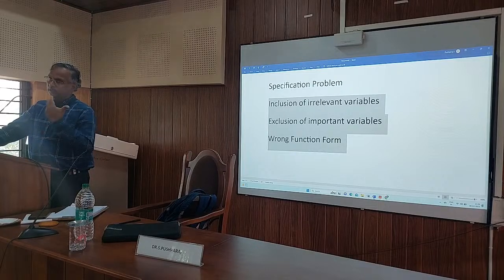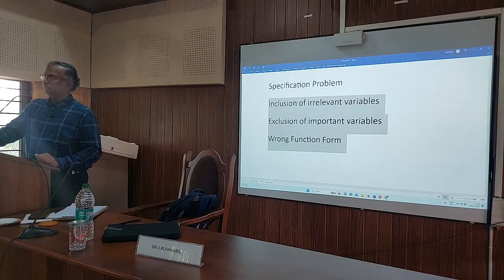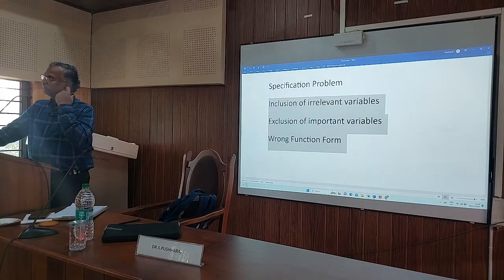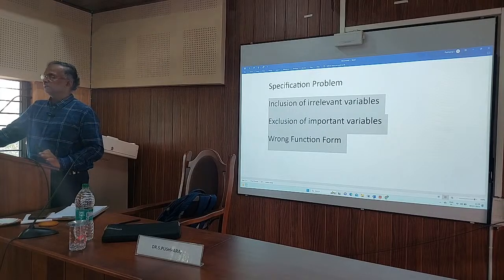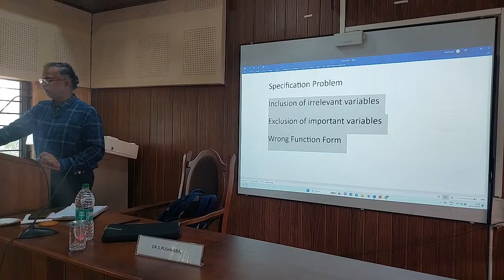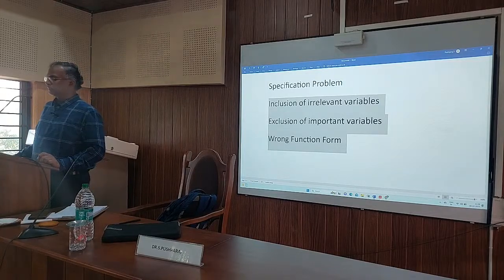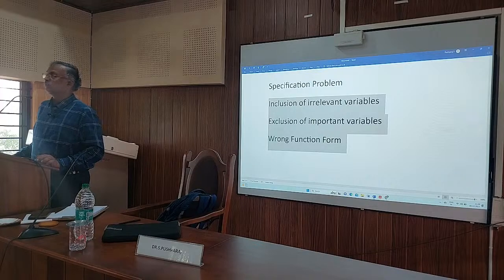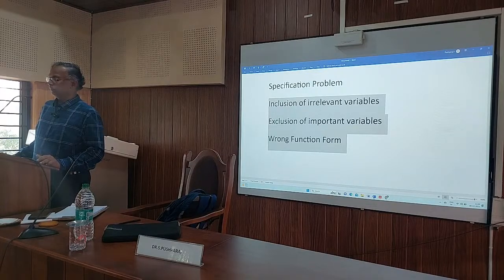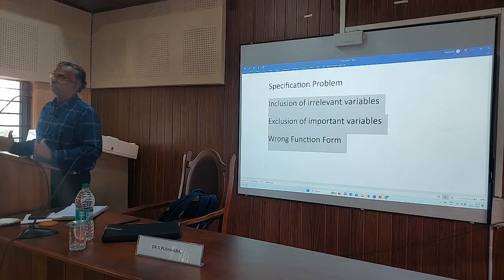It will make biasness, right, in the estimation, and it will lead to wrong inferences also, right? So unbiasedness and consistency both will get affected if the problem of exclusion of important variable comes. Similarly, wrong functional form. In fact, both can be a little compared.